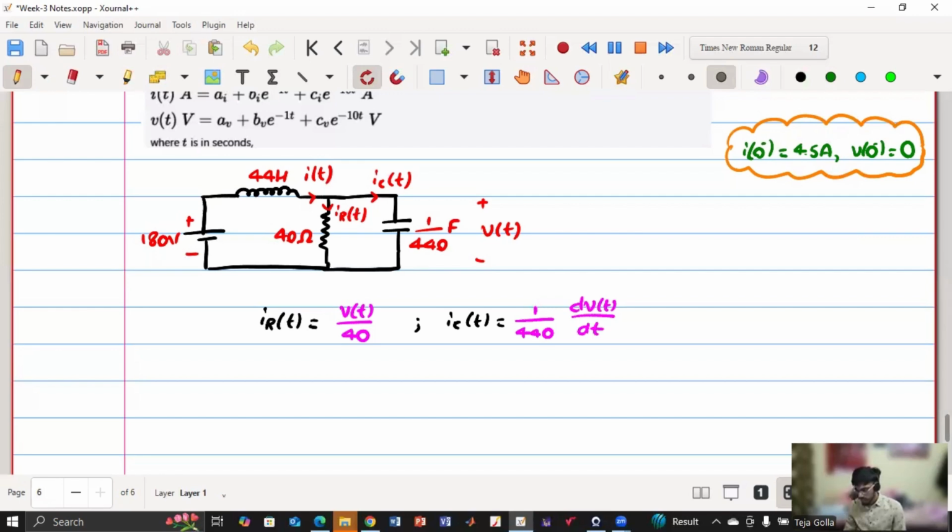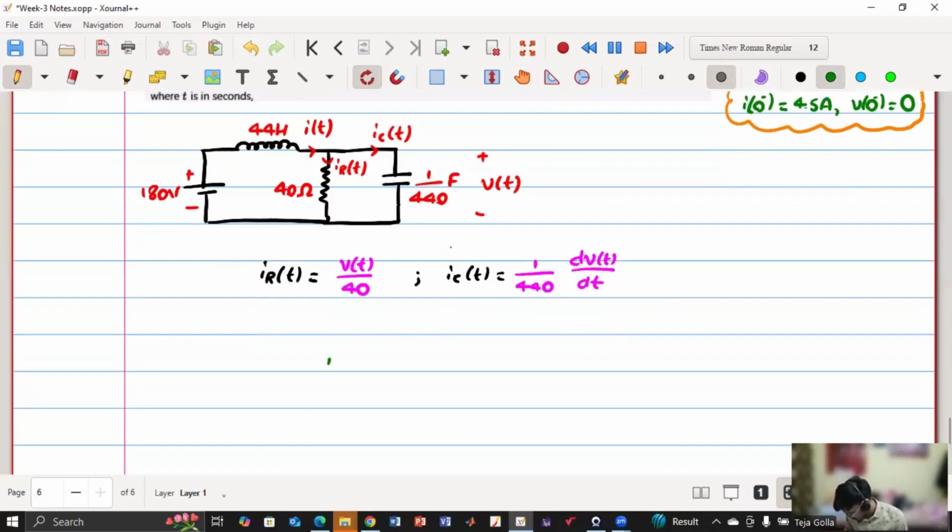So now I'll calculate I of t. I of t is nothing but IR of t plus IC of t, using KCL. Once we do that, I'll get V of t by 40 plus 1 by 440 into dV of t by dt. Clear? Until this step?